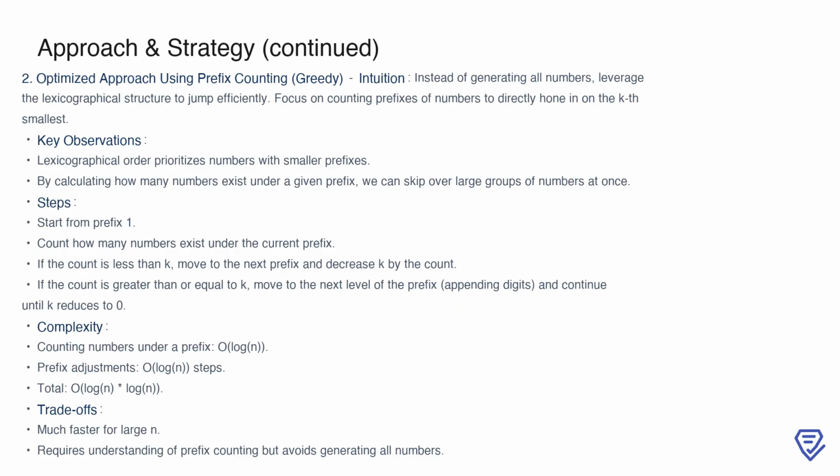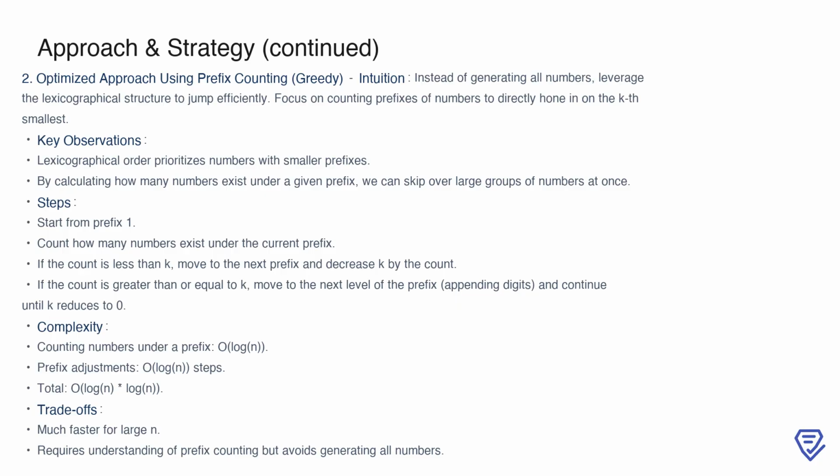Lexicographical order prioritizes smaller prefixes, so by determining the count of numbers starting with a particular prefix, we can skip over large groups of numbers at once. The process begins with prefix 1, and we calculate how many numbers fall under this prefix. If the count is less than k, we move to the next prefix and reduce k by the count. If the count is greater than or equal to k, we explore deeper levels of the prefix by appending digits and repeating the process until k reaches 0.